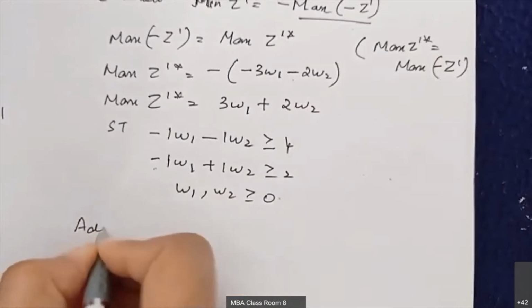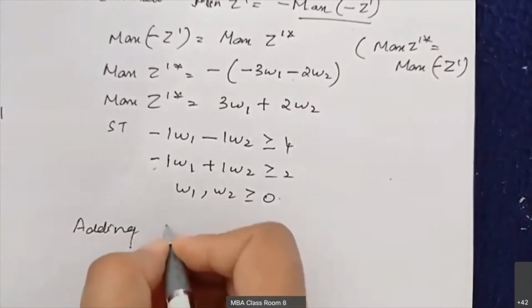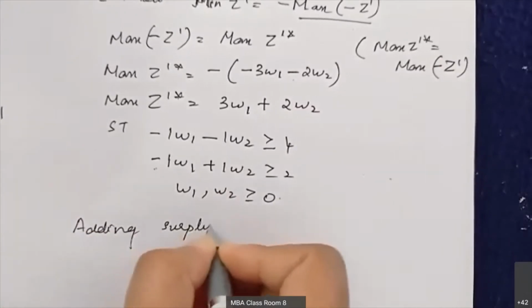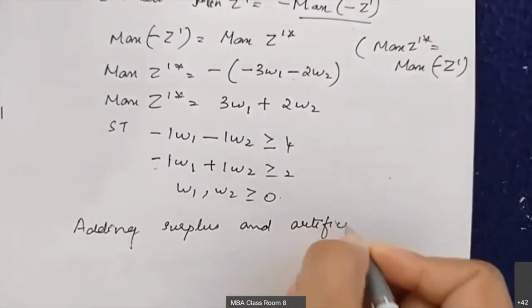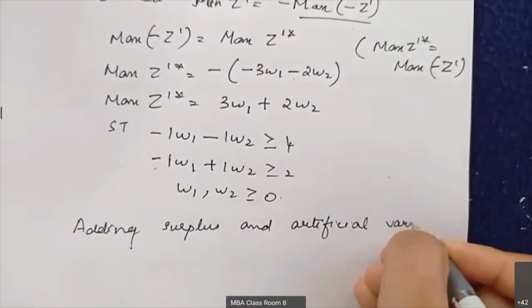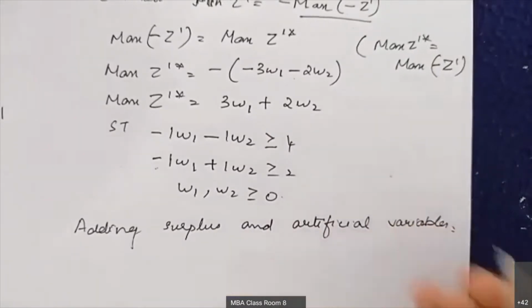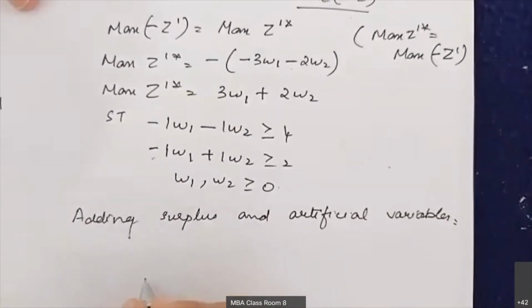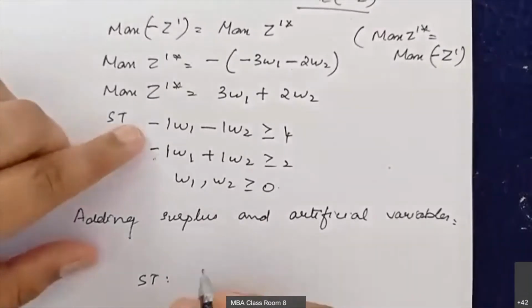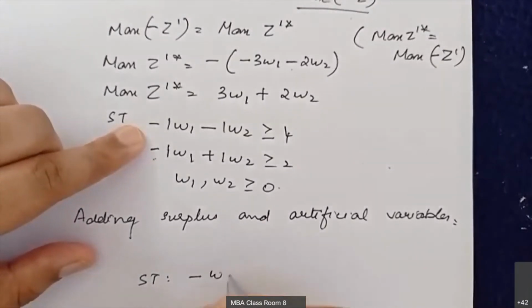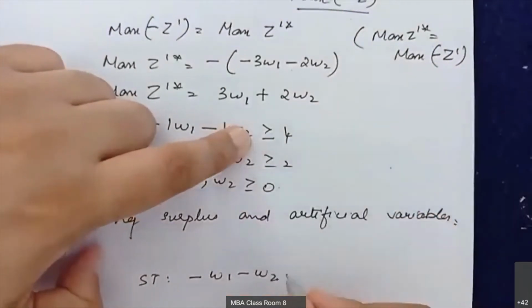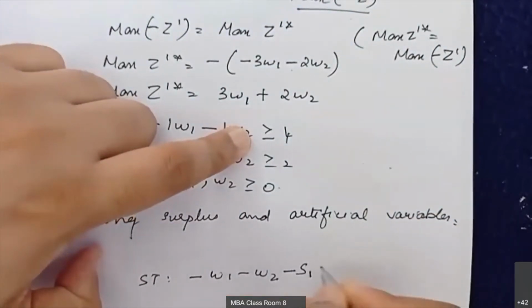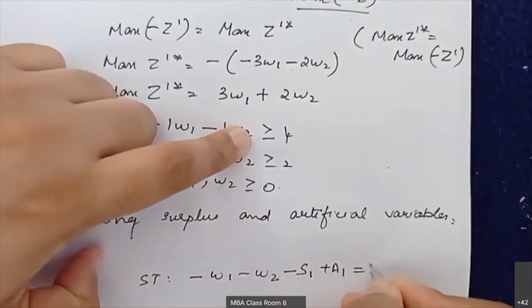Okay, so adding surplus and artificial variables, we have the constraints subject to, what will our constraints be? It is minus w1 minus w2. Here we have the greater than symbol. Instead of that, I'm putting minus S1 plus A1 equal to 4.